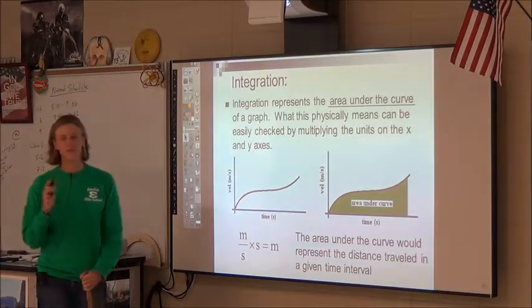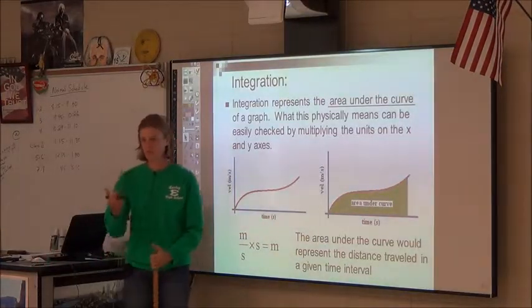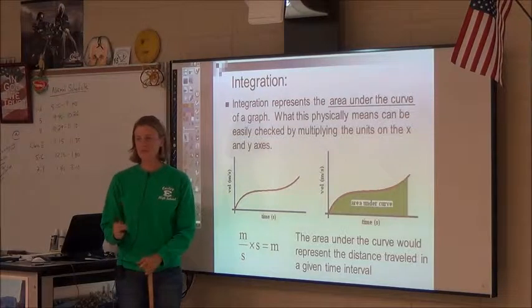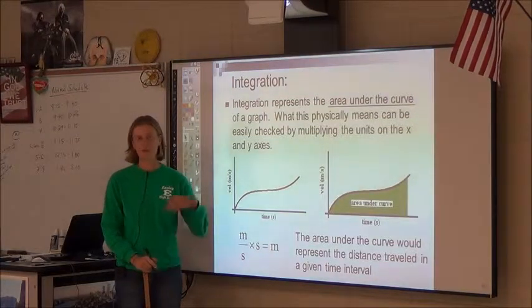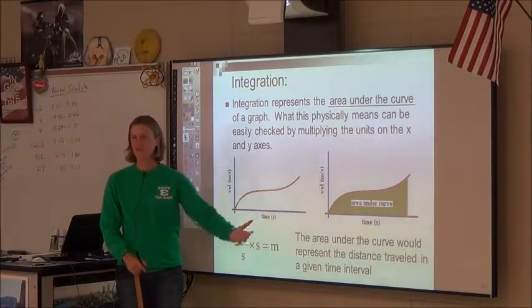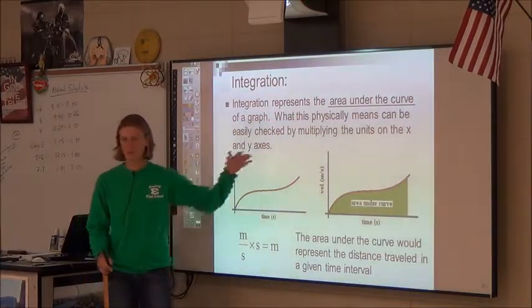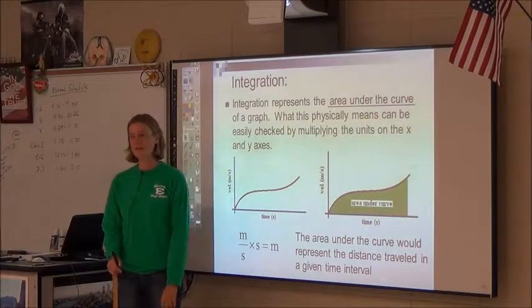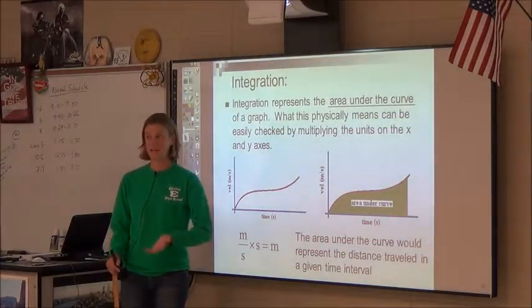Okay, so we finished yesterday talking about derivatives. And derivatives really meant what for a graph? A derivative was the slope of a graph at any given point. And sometimes that meant things like instantaneous velocity, like you just had on your quiz.